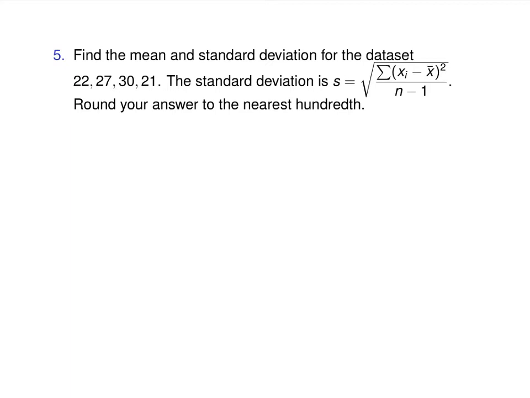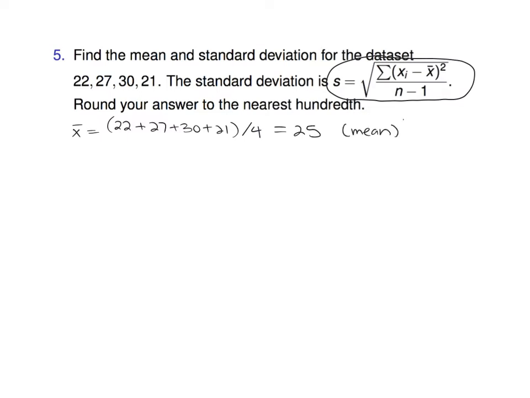Another important numerical summary was the mean and standard deviation. Here I gave you the standard deviation formula. On your exam, you should put that formula on the note sheet because I'm not going to give it to you. Okay, so first to find the mean, we add the numbers all up and we divide by how many? So 22 plus 27 plus 30 plus 21, all divided by 4, works out to be 25. So there's the mean.